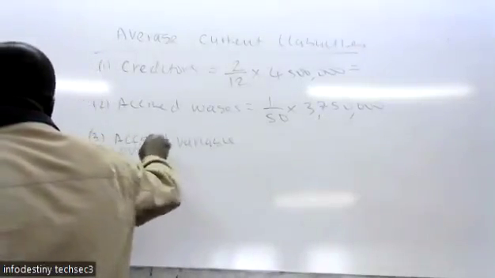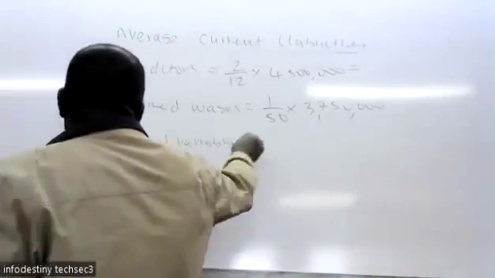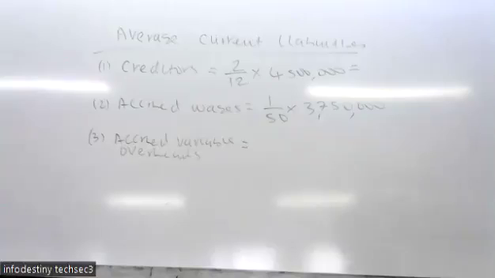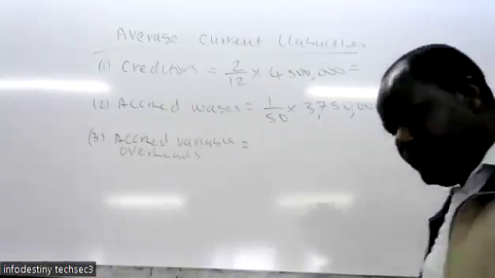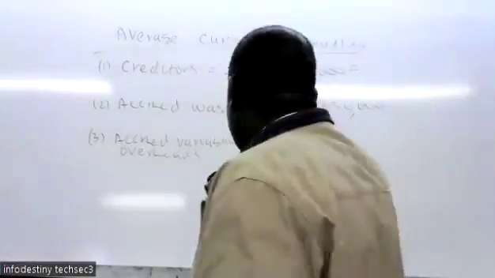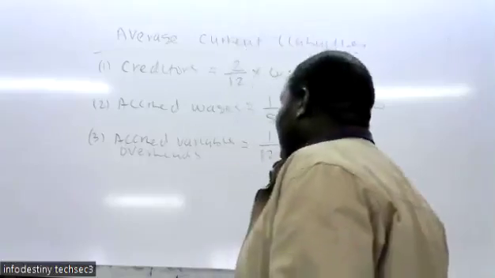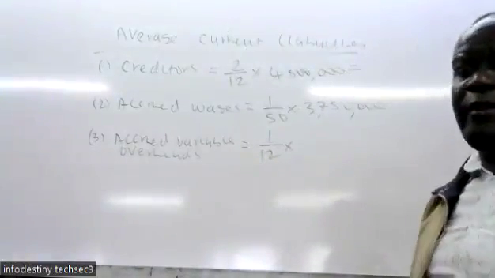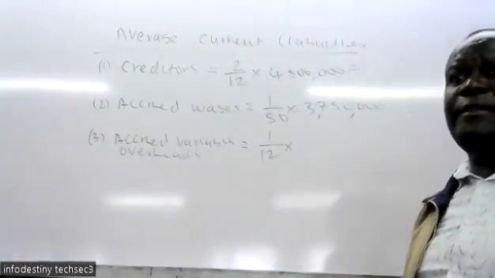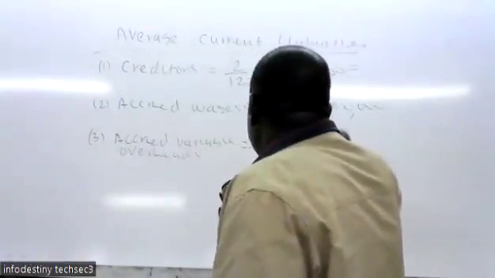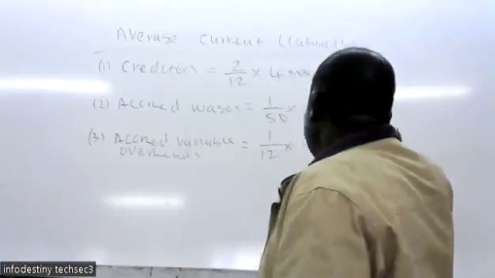Variable overheads. For the accrued variable overheads, how many months are in note number 2? So it is 1/12. How much was the value for the variable overheads in our workings? 1.5 million. So get that here.